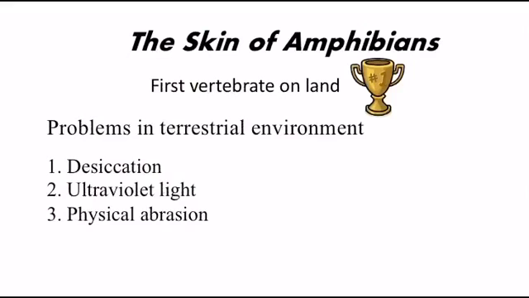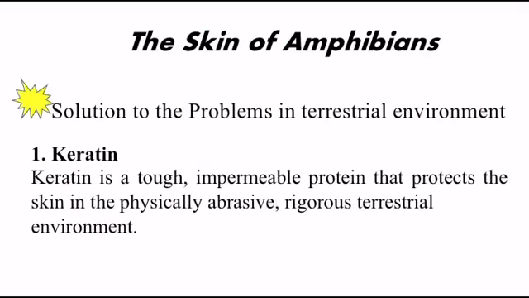So these problems include desiccation, ultraviolet light, and physical abrasion, because in terrestrial environment, due to the presence of sunlight, the skin of the animal may become dry, because it has the problem of desiccation, or it also suffers from the problems of UV light and physical abrasion. So what are the solutions to these problems?